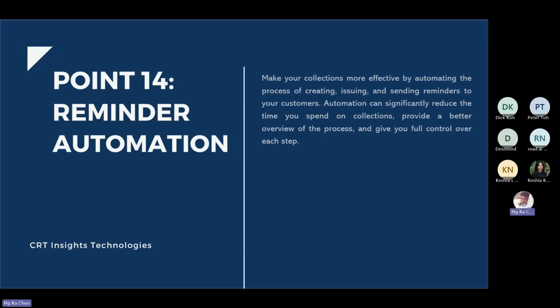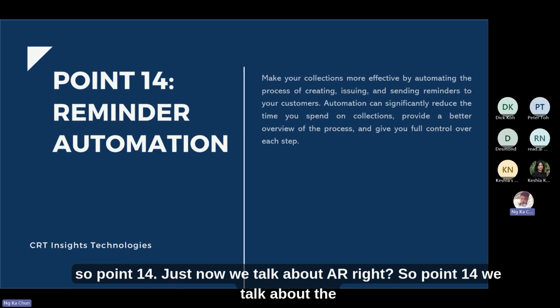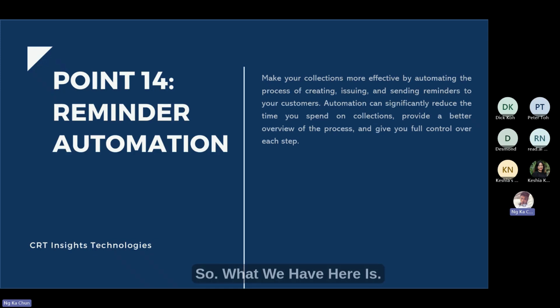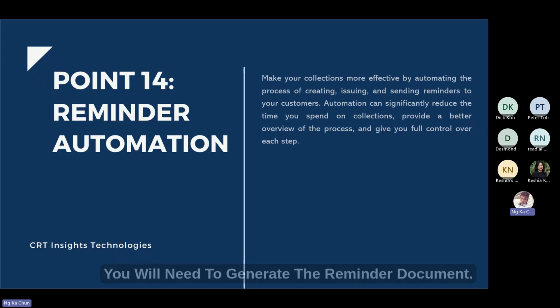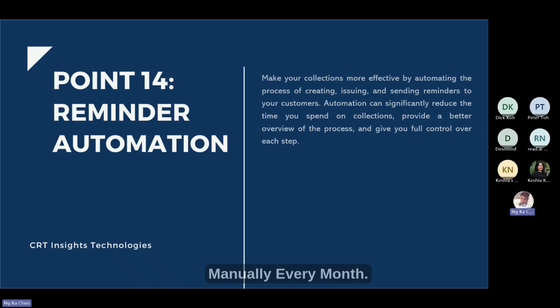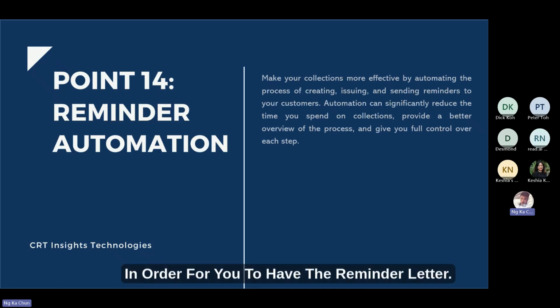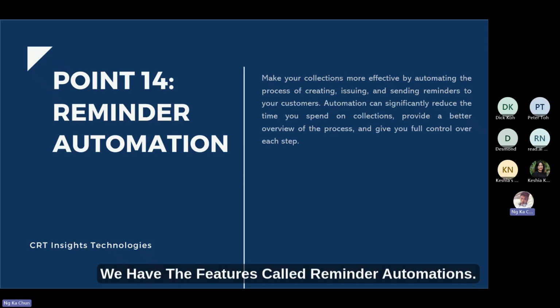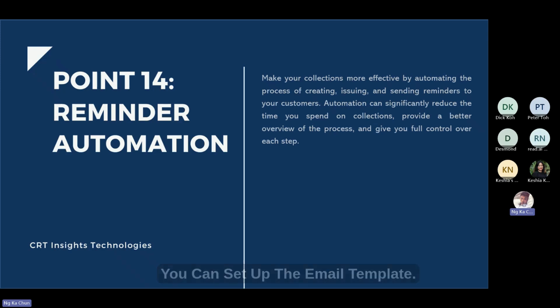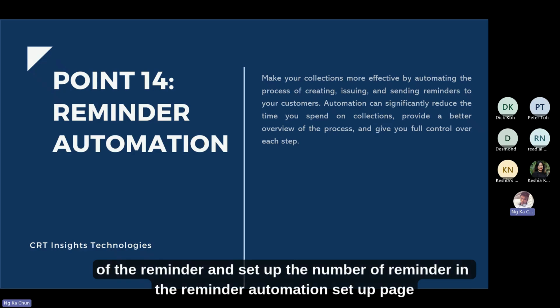Point 14. Just now we talked about the AI, right? So point 14, we talk about reminder automations. If you have used the reminder features in Navision or Business Central before, you will notice that you need to generate the reminder document manually every month in order to have the reminder letter for the specific customer. Now, with this new BC, we have a feature called reminder automations. You can set up the email template, the frequency of the reminder, and the number of reminders in the reminder automation setup page.